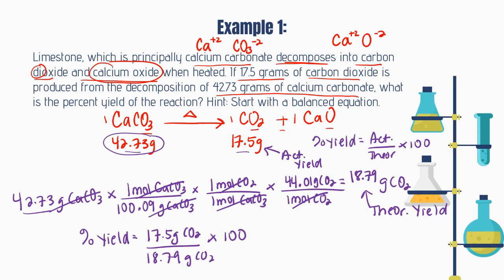So I multiply that out and I end up with 93.1%. I rounded to 3 significant figures because 17.5 only had 3 significant figures. Notice these grams of carbon dioxide cancel and my final unit is percent.